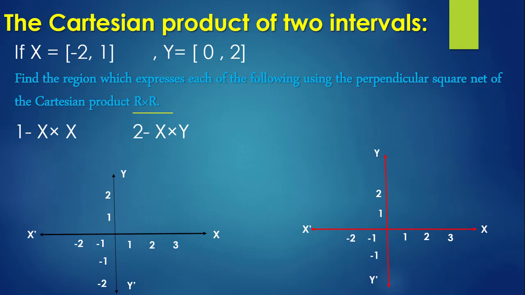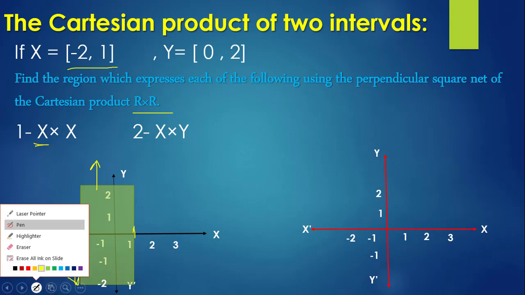Okay, x by x is -2 and 1. So I said the first, which is x, on the x-axis, -2 to 1. From here, on the x-axis, from -2 to 1. So I draw this region, and you should notice that this region can be extended up or down. You can extend it up or down. Okay, so this is the first region.